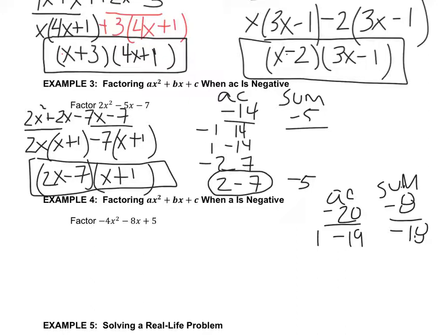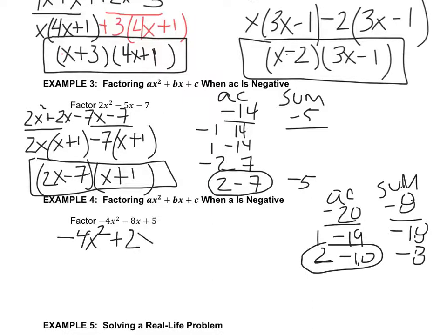So then if I just jump to the next one, 2 goes with negative 10. 2 with a negative 10 is going to give me that negative 8 sum that we needed. So that's the pair that I want to split the middle. So then when I come back over here, I'm going to have negative 4x squared, and I'm going to split that middle by having plus 2x minus 10x. That would give me that negative 8x down the middle, plus the 5.